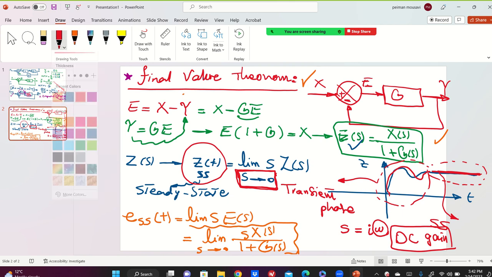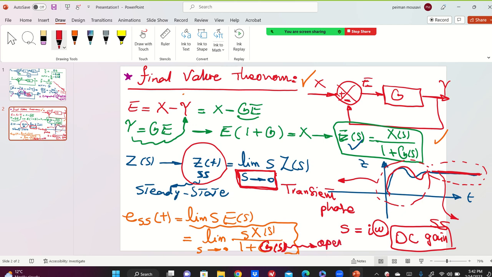So I'm going to change the color of G to red, to emphasize that you have to put the open loop transfer function here, G, not closed loop. I'm writing here, open loop transfer function. Please do it in your notes. Okay? This is how we calculate the steady state value of the error signal in control systems.